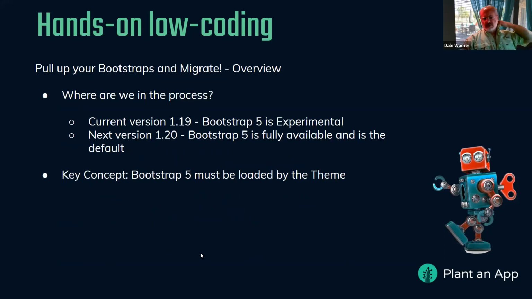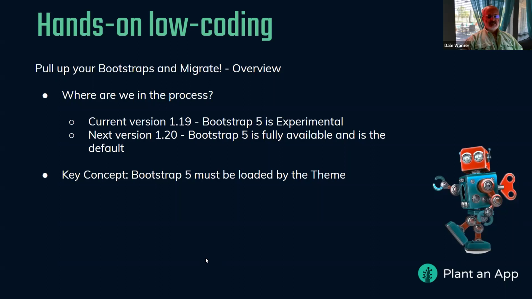So where are we in the process? Our current version of Plantain app is version 1.19, and as those of you who have installed it know, and as we've been talking about here on the Cafe, that's an experimental version, meaning we're halfway through the process. And if you've used it at all, you've probably bumped into some things that it doesn't have and some difficulties. We're currently working on version 1.20, the next version that will be released to you, we're talking end of March, early April. At that point, Bootstrap 5 is going to be fully available, and that will be the default.